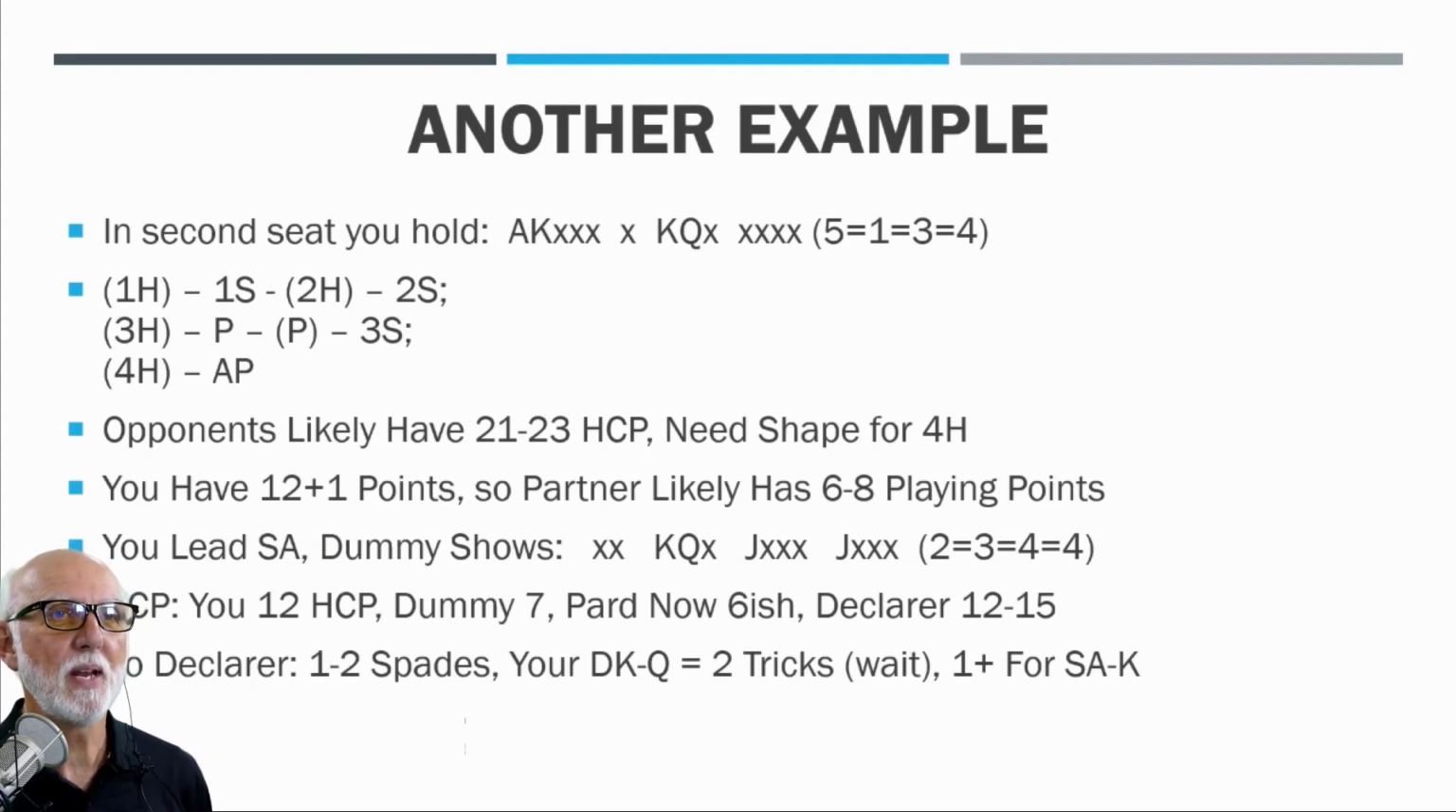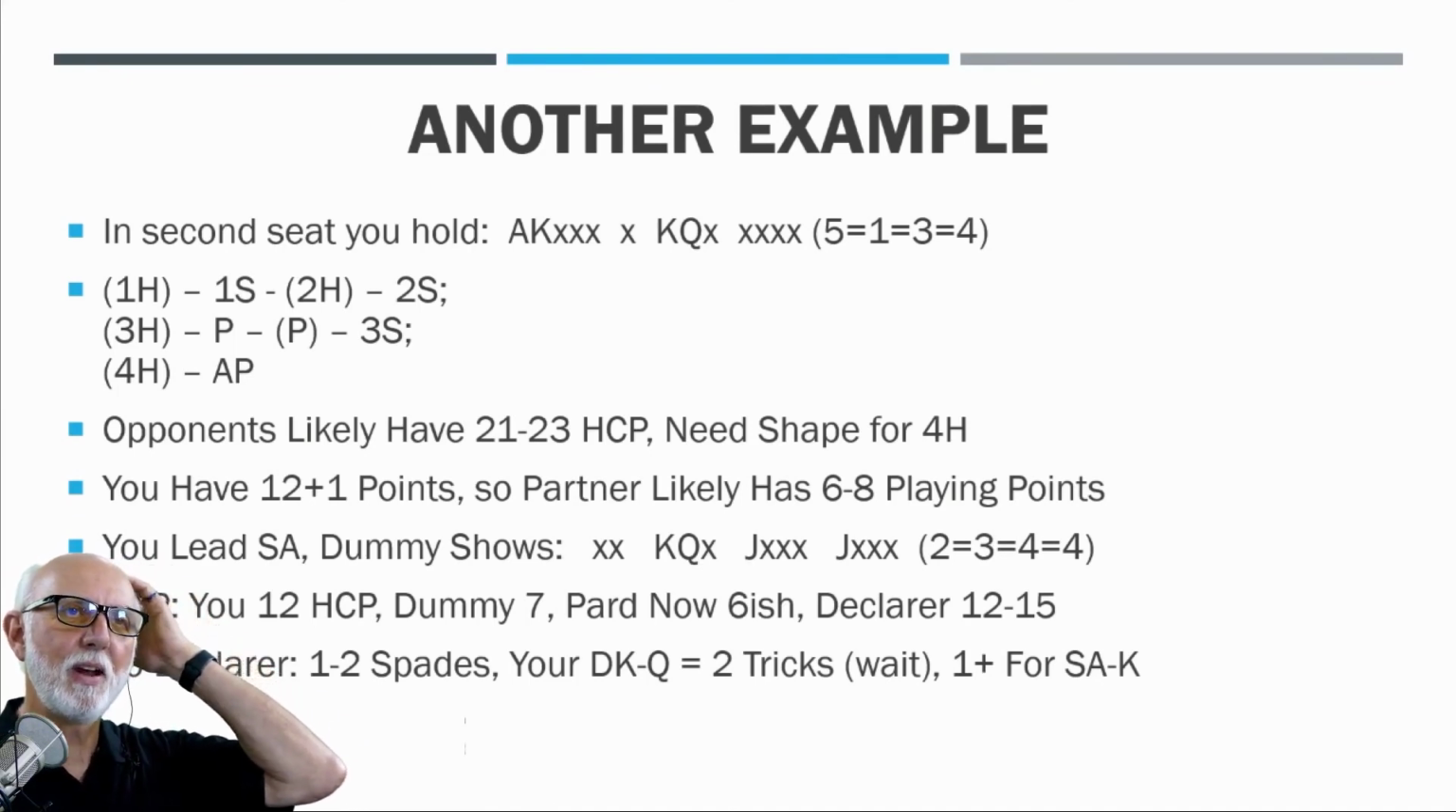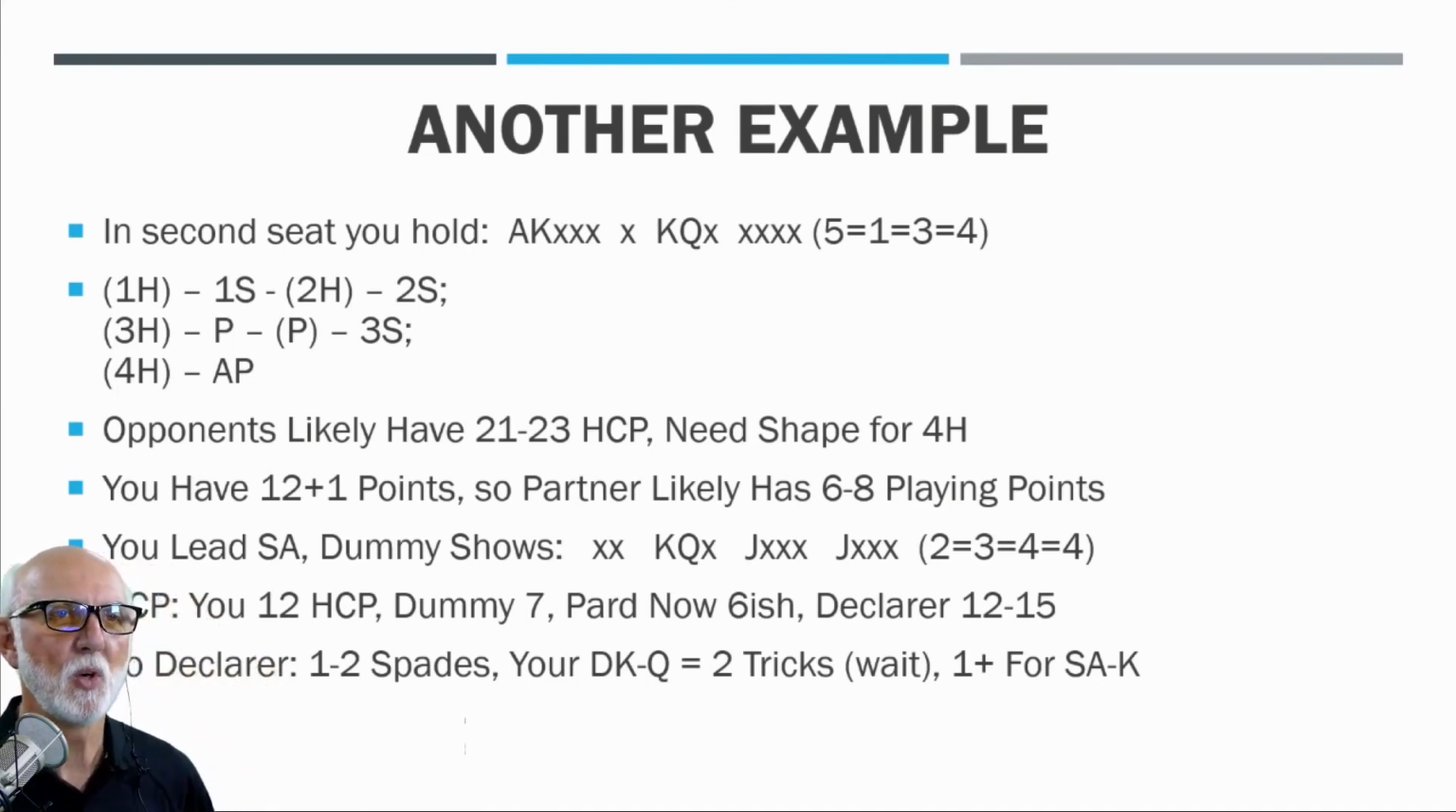We have the king and the queen of diamonds. We would hope to get 2 tricks, but we don't really want to split the king-queen honors and have the declarer take the ace if they are our right-hand opponent. So we're going to wait on that one. And then we've got our club suit there. The club suit, we've got 4 babies.